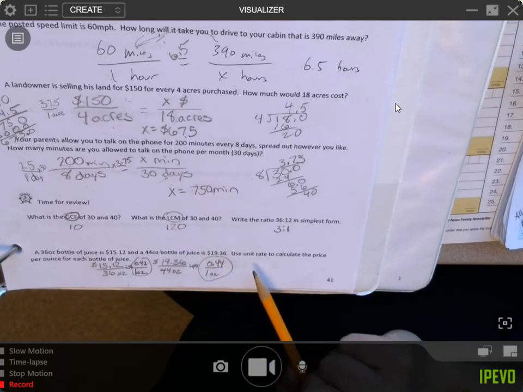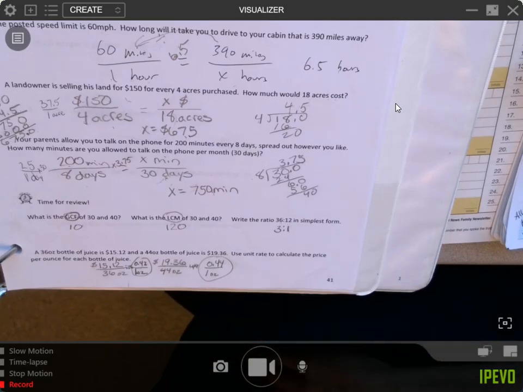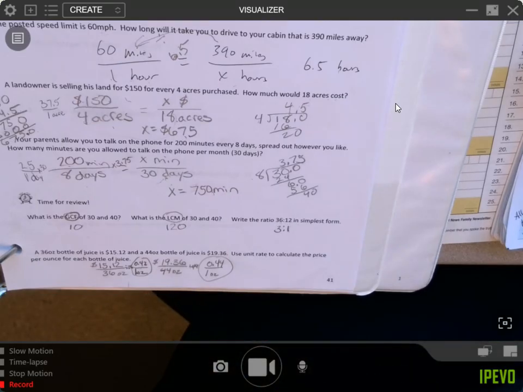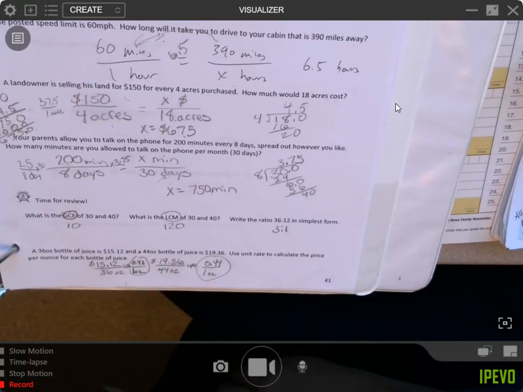So the question is, we just had to go down to the unit rates. On the test, it's going to ask you which one is cheaper. Which one is the better deal? The one where you're spending less money per ounce. Okay, so you're going to have to think it through on the test. Any questions on that?